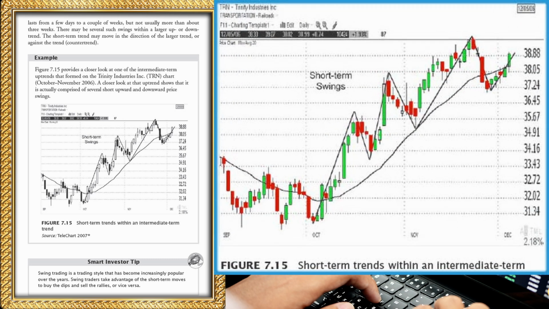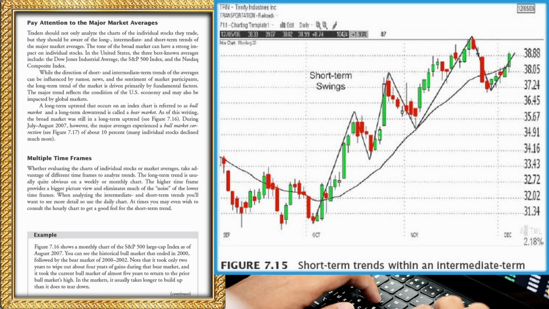Example: figure 7.15 provides a closer look at one of the intermediate-term uptrends that formed on the Trinity Industries Inc. (TRN) chart, October to November 2006. A closer look at that uptrend shows that it is actually comprised of several short upward and downward price swings.